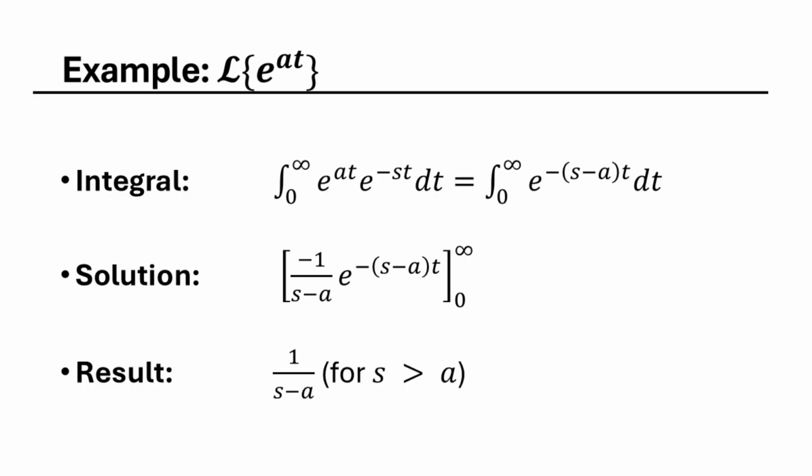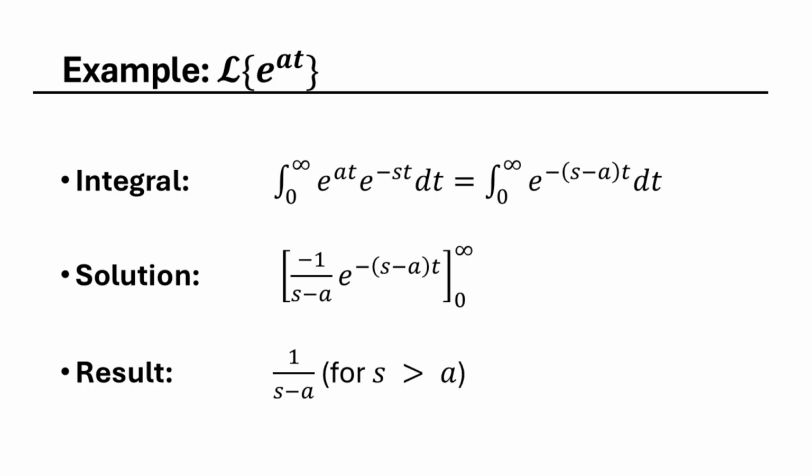Deep dive, a concrete example. Let's put it all to the test with an example. Suppose we want to find the Laplace transform of the function f of t equals e to the power of a times t. We plug this into our definition integral, the integral from 0 to infinity of e to the power of a times t times e to the power of negative st, with respect to t. We can combine the exponents to get e to the power of negative parentheses s minus a times t. When we integrate this, we get negative 1 divided by parentheses s minus a multiplied by e to the power of negative parentheses s minus a times t, evaluated from 0 to infinity.